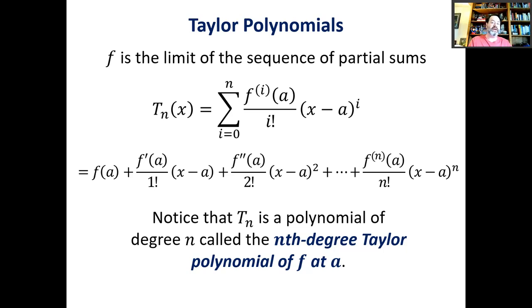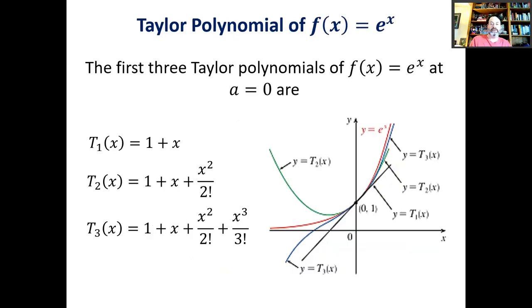So the idea is, if we're using polynomials to approximate some sort of function, we just want to know, is the limit of these approximations approaching 0 as n gets bigger? Well, we can see with e to the x, because that's the one we just did. Here's the first 3 Taylor polynomials. You can do T0, but it's just a horizontal line at 1.